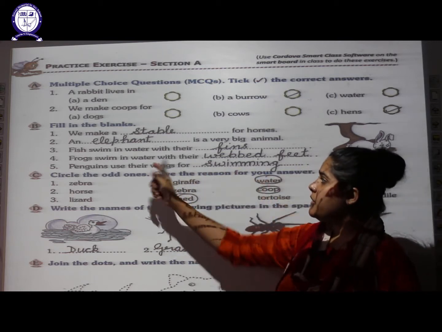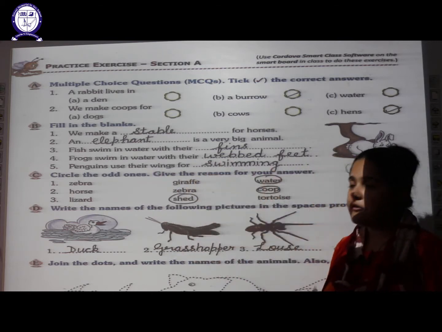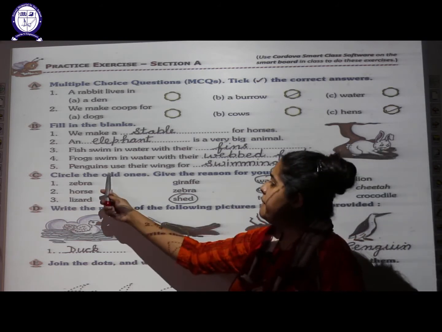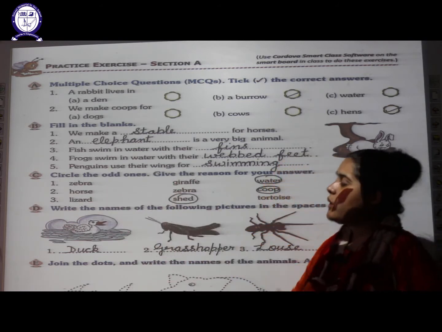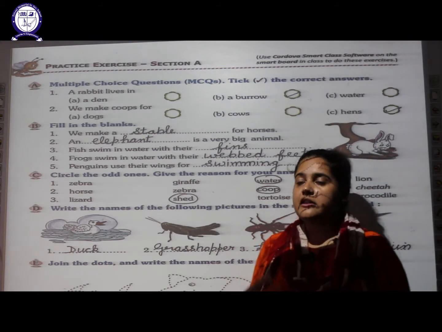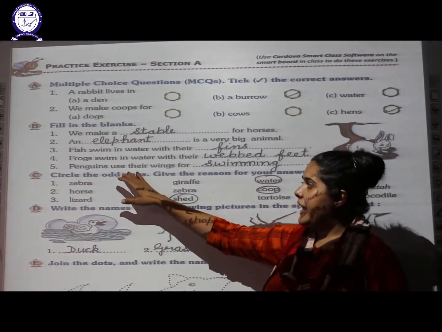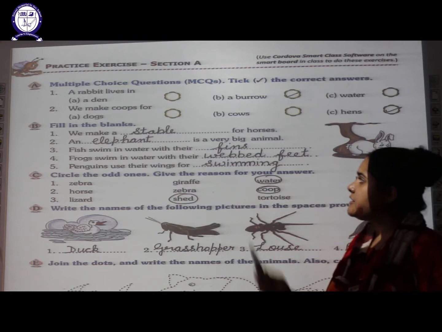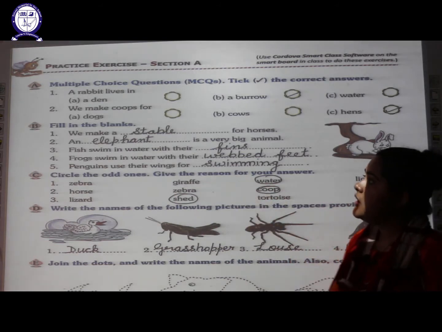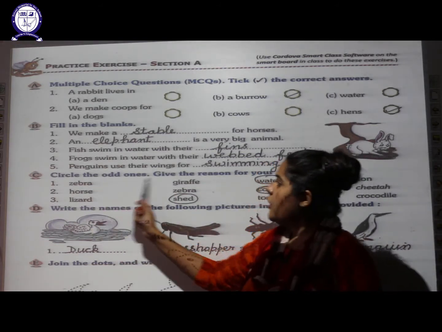So frogs swim in the water with the help of their webbed feet. Next is, the penguin uses their wings for. So as I have told you that penguins are flightless birds, they cannot fly, so they are using their wings for swimming purpose.